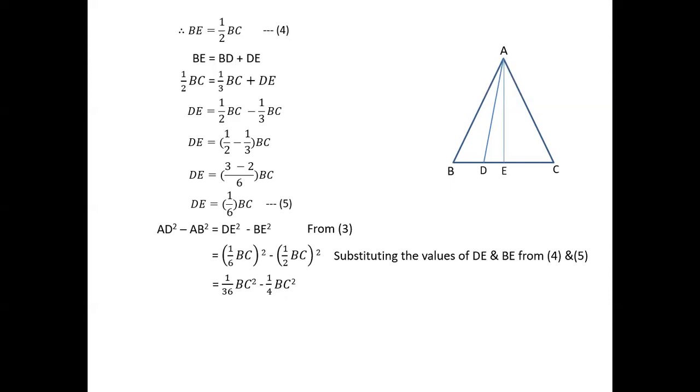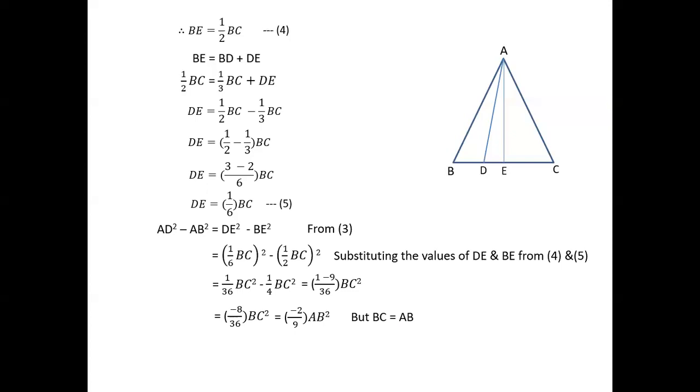LCM is 36, so the second term should be multiplied by 9 to make it 36. So it will be 1 minus 9 upon 36 BC square. 1 minus 9 is minus 8 upon 36. So AD square minus AB square is equal to minus 8 upon 36 BC square. But BC is also equal to AB because it's the side of an equilateral triangle. So I can change this to AB. I can write it as minus 2 upon 9 AB square.